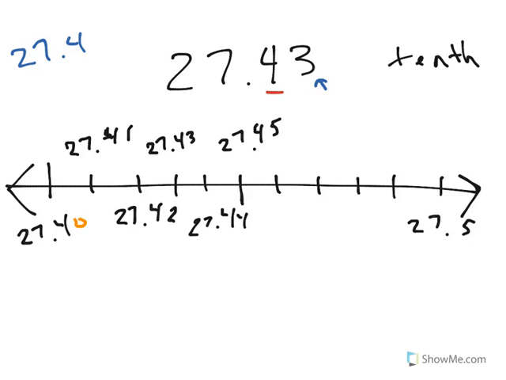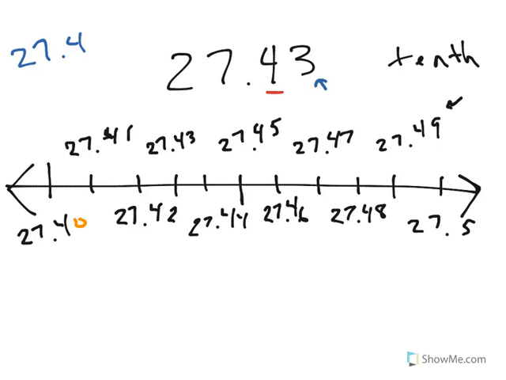Because if we had 5 more hundredths, it's going to give us another tenth. Then 27 and 46 hundredths, 27 and 47 hundredths, 27 and 48 hundredths, 27 and 49 hundredths, and then remember that I told you if we had one more hundredth right there, it's going to bump it up to another tenth, and bam, there we go. We have 27 and 5 tenths.